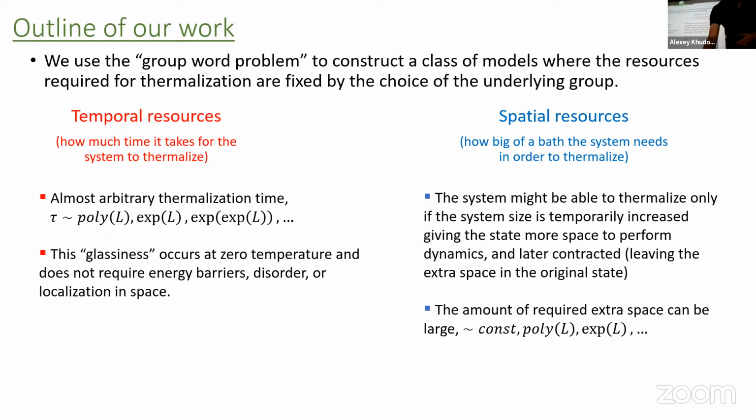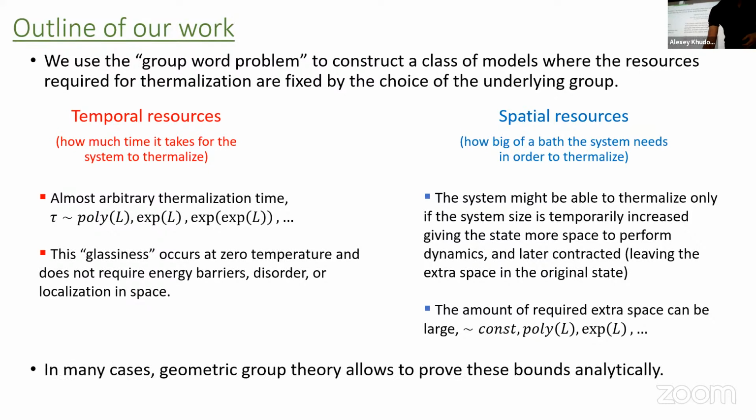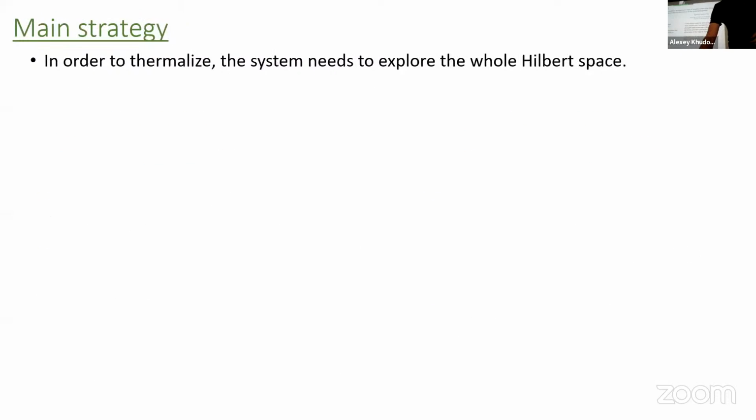And again, the amount of this extra space we can make scale almost arbitrarily with the system size. It's also nice that geometric group theory allows us to prove these bounds analytically rather than just observe them numerically. So what's our main strategy?